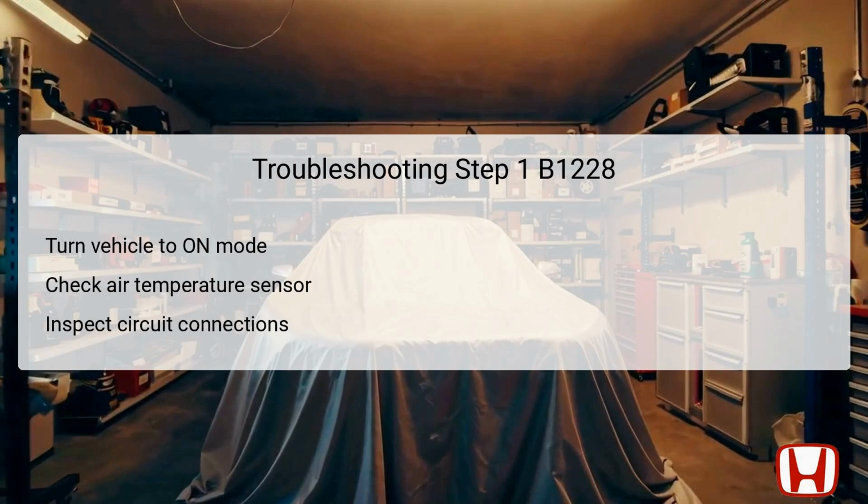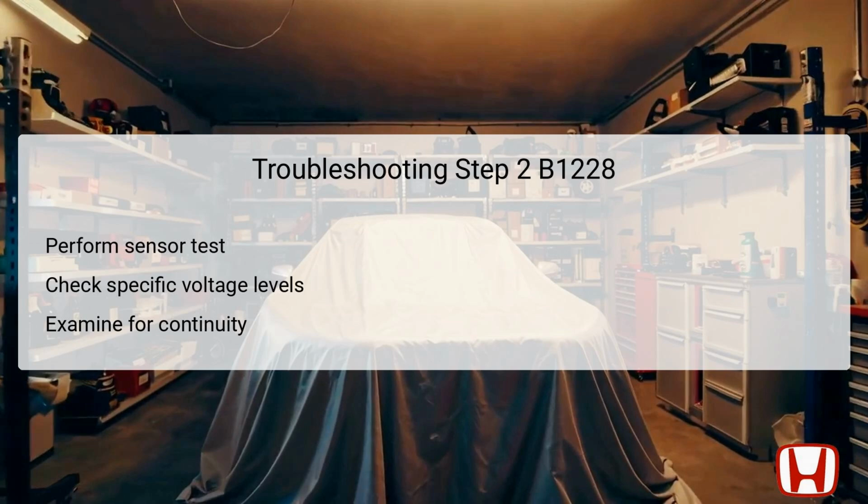Any visible damage or corrosion should be addressed before proceeding to further tests to avoid misdiagnosis later in the troubleshooting process. In the second step of troubleshooting, perform a test on the outside air temperature sensor to confirm its operating condition. This entails measuring the specific voltage levels that the sensor outputs while the vehicle is in operation. A properly functioning sensor should provide voltage within the specified range. If readings fall below this threshold, it indicates a malfunctioning sensor.